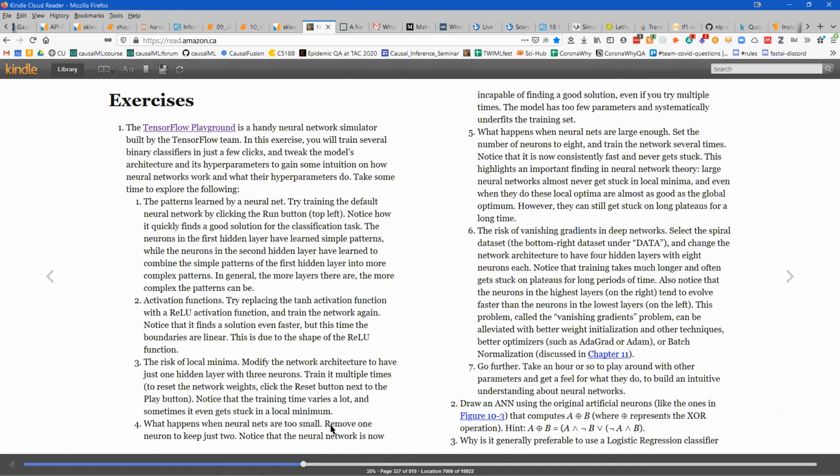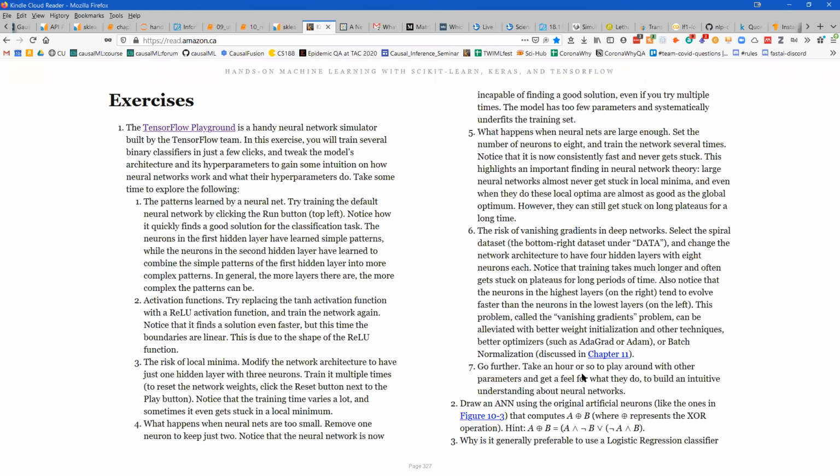Explore what happens when networks are too small. Remove one neuron to just keep two. So it doesn't take a long time to go through this, and then if you're like me, you're going to want to play with it. This is probably the most important part. Now that you did all of the author's suggestions, you should just play with it and come up with your own suggestions.